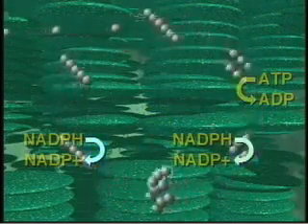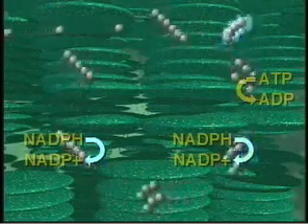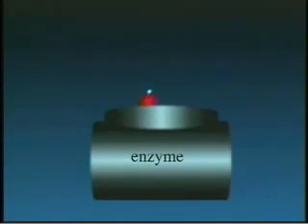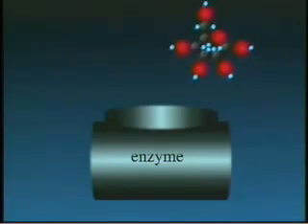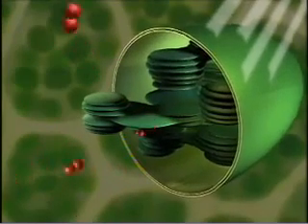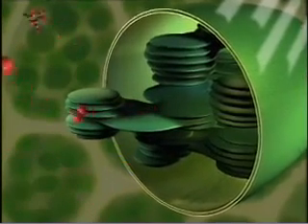Some of the PGAL molecules keep the cycle rolling, and some of the 3-carbon PGALs enter an enzyme that unites them to form the 6-carbon sugar glucose. That's what your 3rd grade teacher was talking about. Carbon dioxide in, light on, out comes oxygen and glucose sugar.